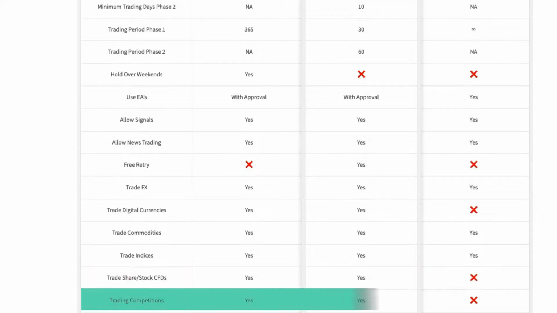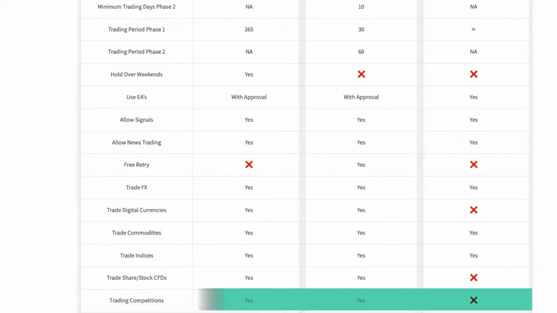Do they have trading competitions? Yes, Traders with Edge has trading competitions, so you can sign up and trade a demo account and trade against a bunch of other traders online. The top traders win a challenge account, and then you can go on to be funded from there. T4T Capital doesn't have any trading competitions that we know of.